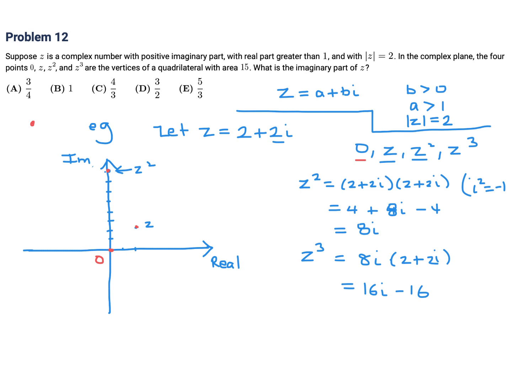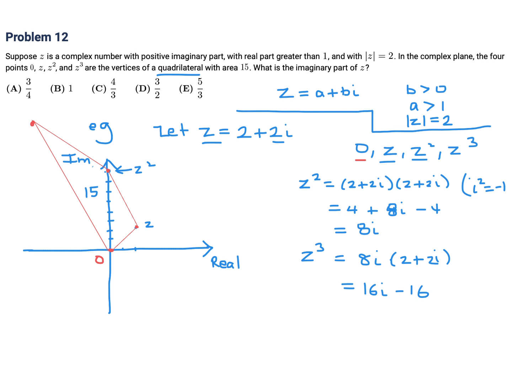So let's connect the dots. From there to there, and so on. There to there, there to there, and then finally all the way back to the beginning. So I guess from there to there. Okay, so this is just an approximation of what this could look like if z is indeed equal to that. That's my quadrilateral, and they're saying that it has an area of 15.